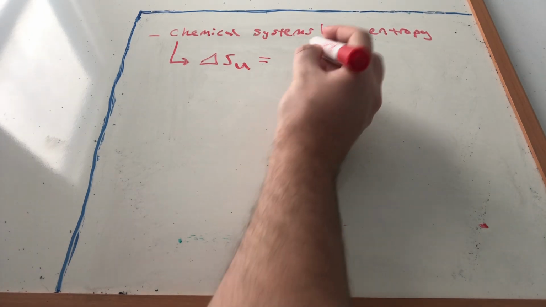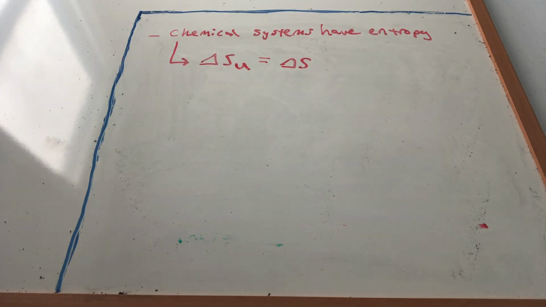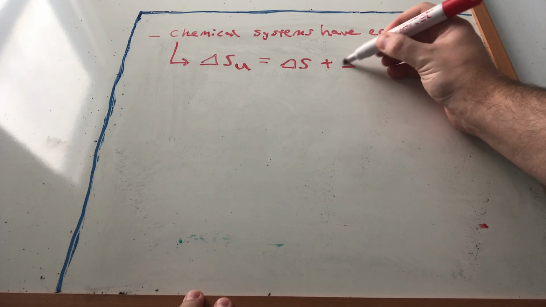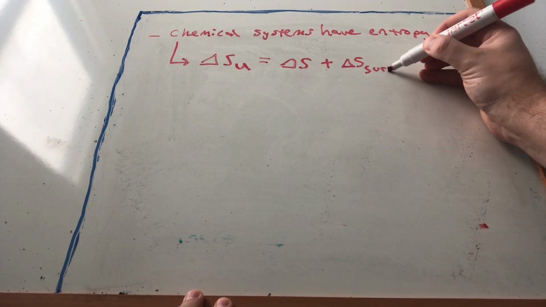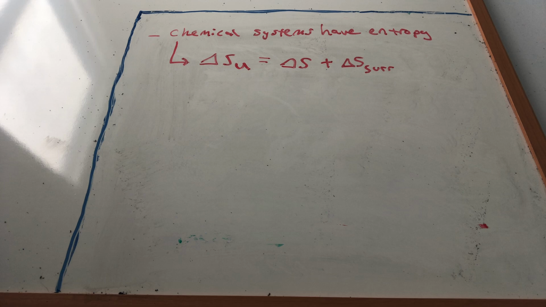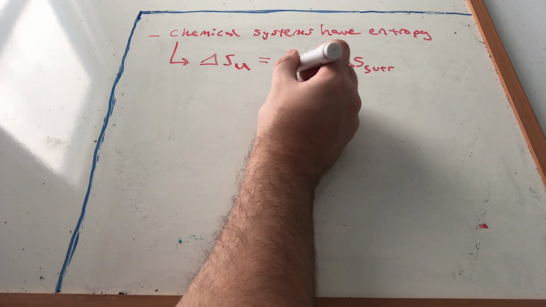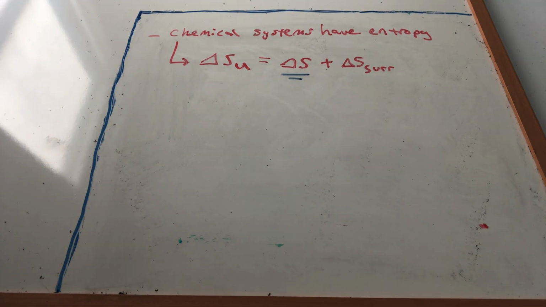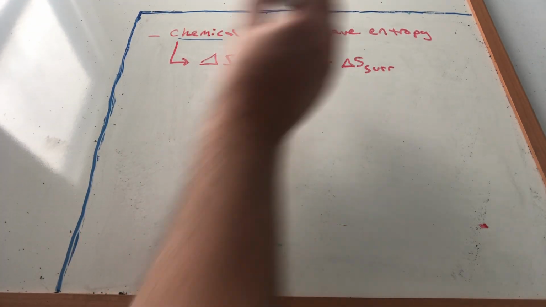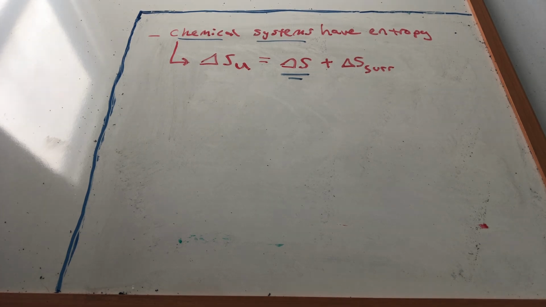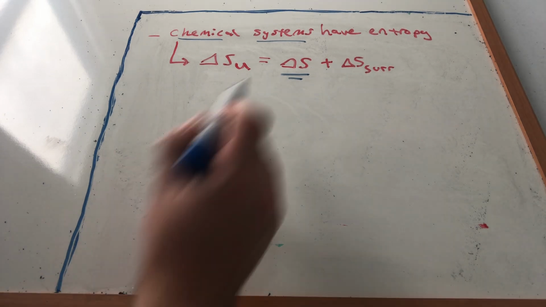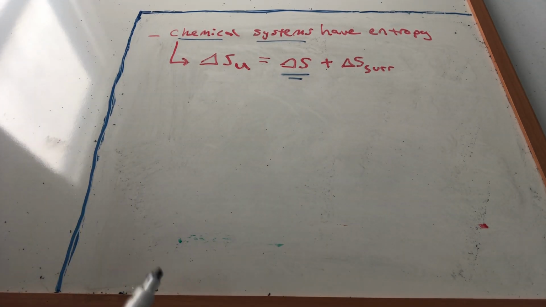Delta S of the universe looks like delta S plus delta S SURR. So what is this complicated, confusing equation? Delta S, whenever it doesn't have a subscript, is the entropy for a chemical system. And we spend a lot of time talking about it, but the reason I'm bringing this up now is this entropy is important, but it's not the entropy that tells us whether something happens or not.